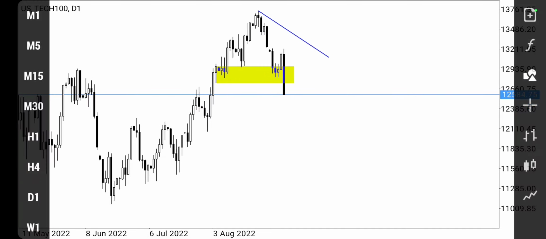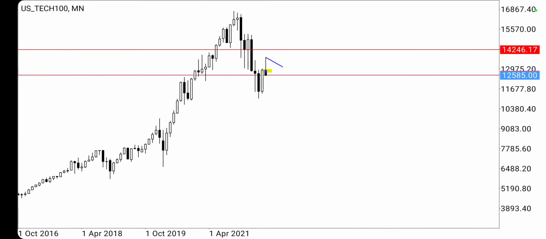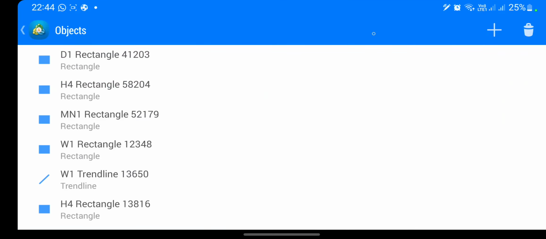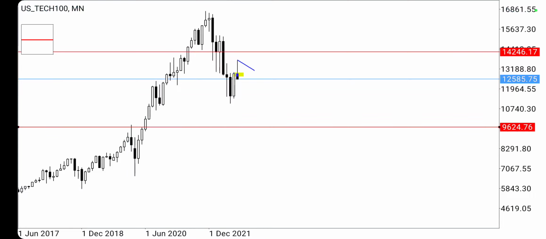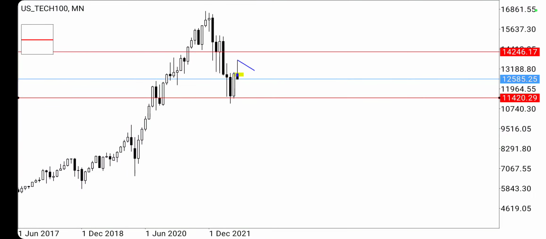So as always, we start at the top, which is our monthly chart. On the monthly, we don't have much happening. I think we should put a horizontal line now so that next time we're doing analysis on this, we know exactly where our zone is. So this is where our monthly area of support starts, and that one at the top is where your resistance starts.